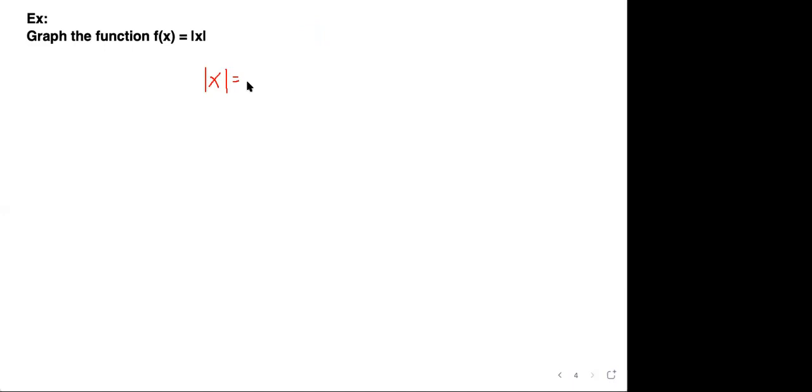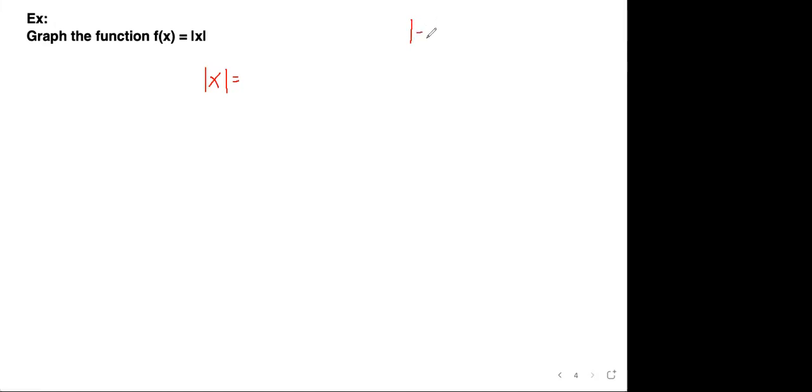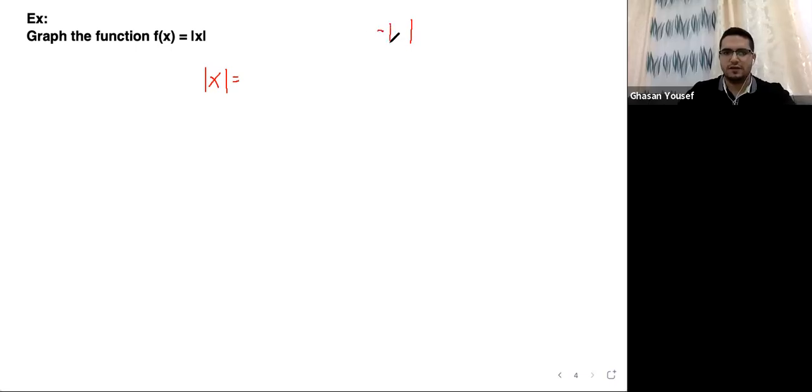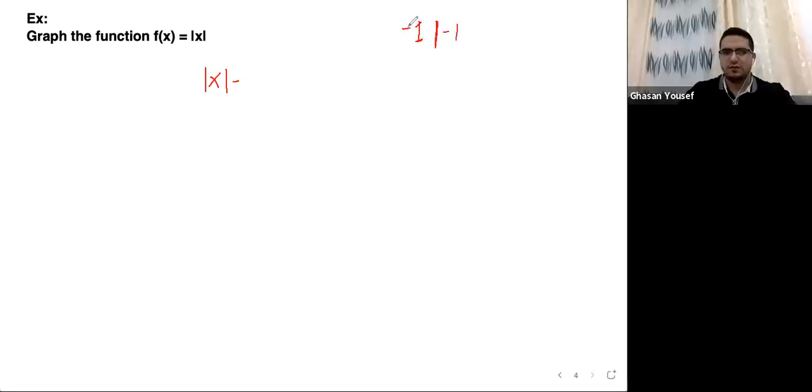What if it's -1 and then the absolute value? The -1 is outside. So the -1 stays outside, and the absolute value of -1 is 1, positive. So the answer is -1.